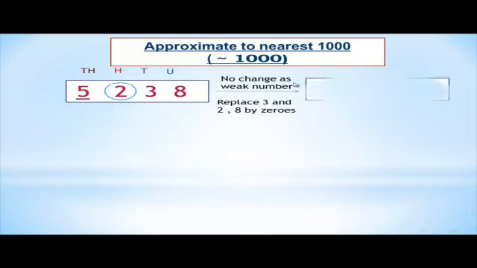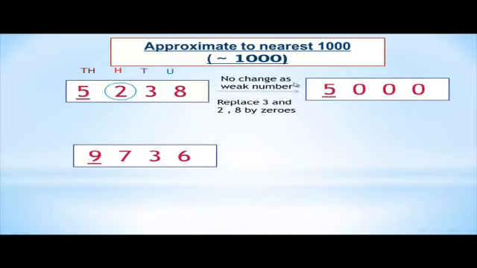And here I have in the thousands place 5. Look at the digit before the thousand. I found it is 2. 2 is a weak number, so no change, and replace 2, 3, and 8 by zeros. So the result will be 5,000.